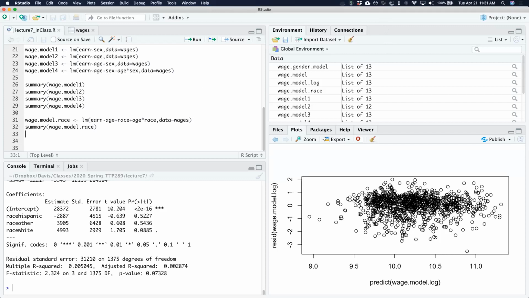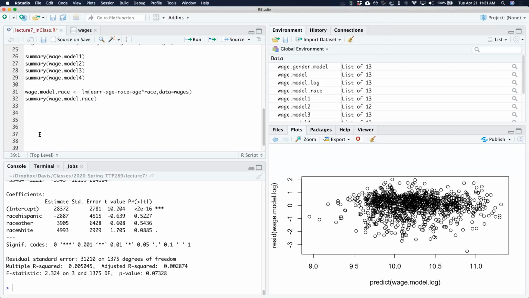Let me make sure we don't have any questions in chat. Okay, good. Let's make a function called k-fold. We can walk through this step by step.